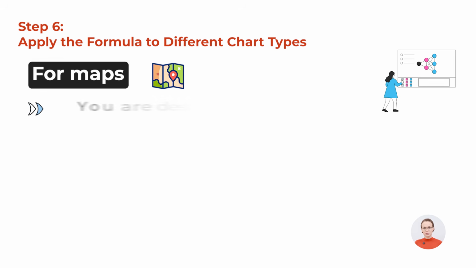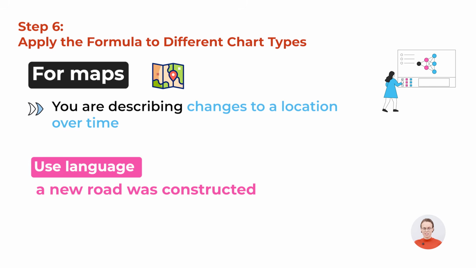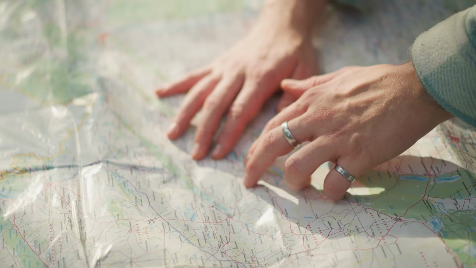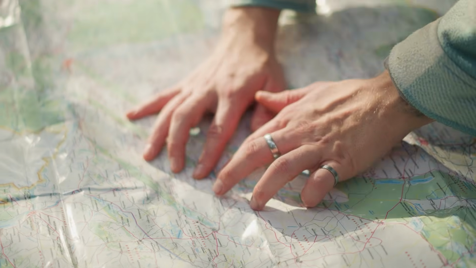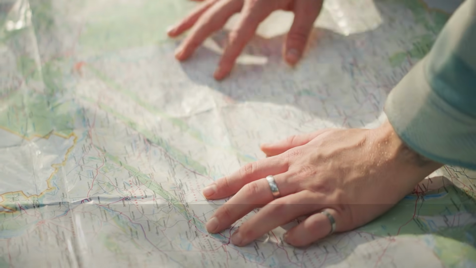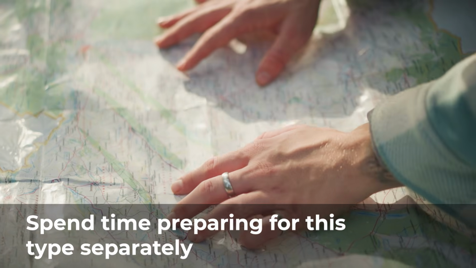For maps, you are describing changes to a location over time. Use language like a new road was constructed, the building was demolished, and the area was developed. Maps can sometimes be a surprise for candidates who have only practiced with data charts. Because of this, it is highly beneficial to spend time preparing for this type separately.